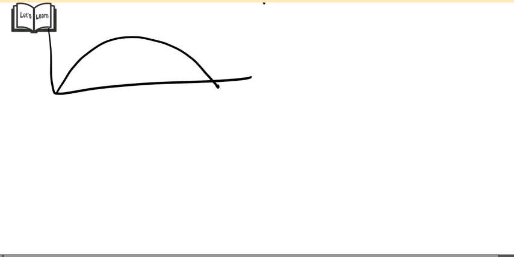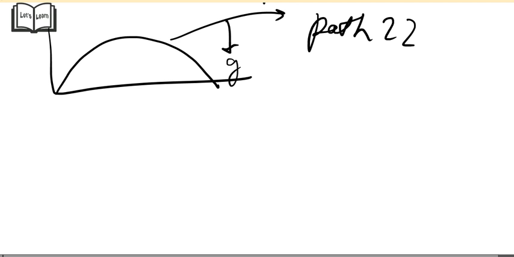So in many exams and many competitive exams, it is asked that suppose you have a projectile motion and a constant acceleration is acting downward. So what is the path? What is the nature of the path? So the nature of the path is parabolic. It will always be parabolic if we have a constant acceleration.